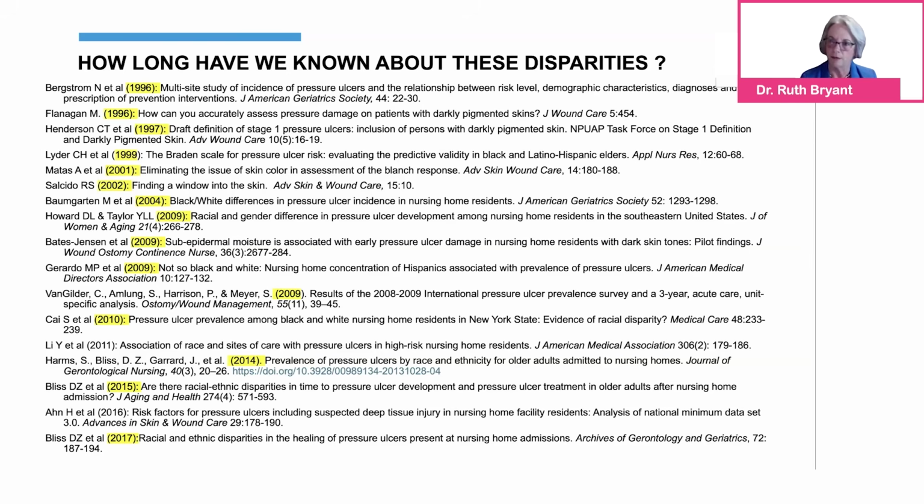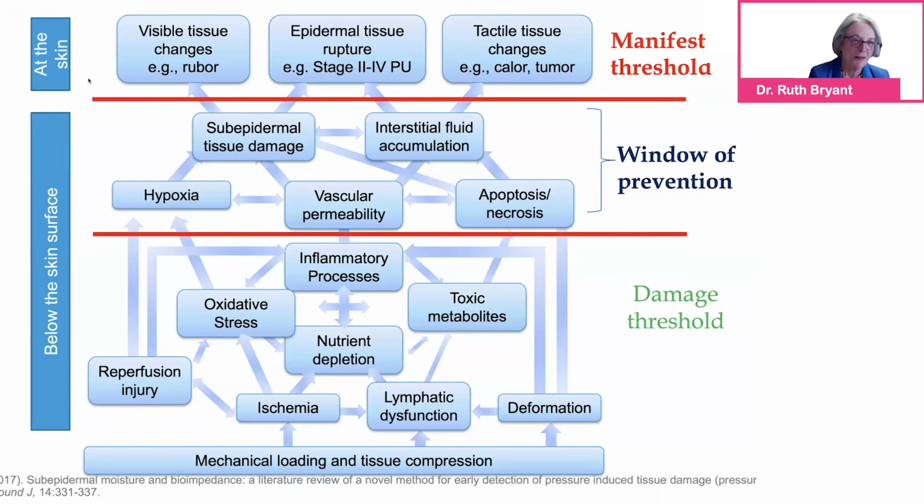Again, they're all subjective. And now we're in a situation where we can really tackle this with objective early detection technology. So I love this slide that Dr. Moore put together to describe where we are currently and what we're trying to get at. Basically, at the current state we're looking at the skin level, at visible changes in the skin, and we're looking for tactile changes. This is our manifestations threshold. So we're seeing what happens at the skin level.